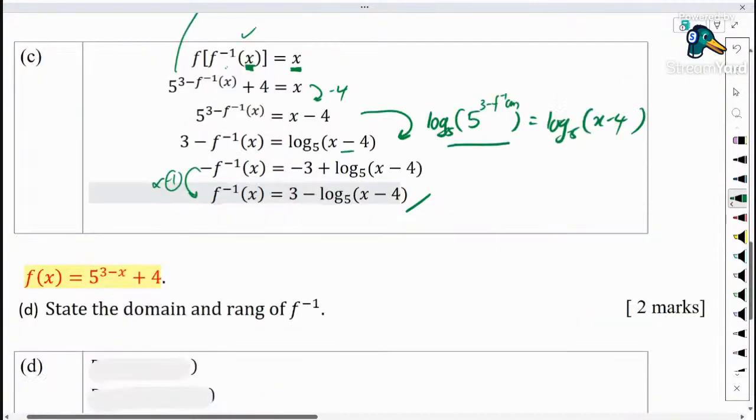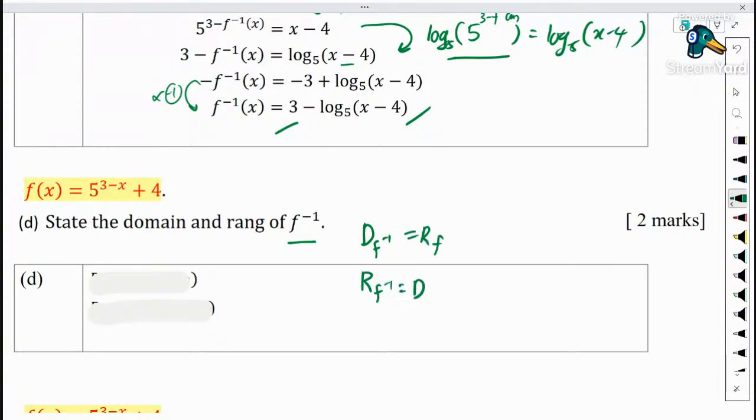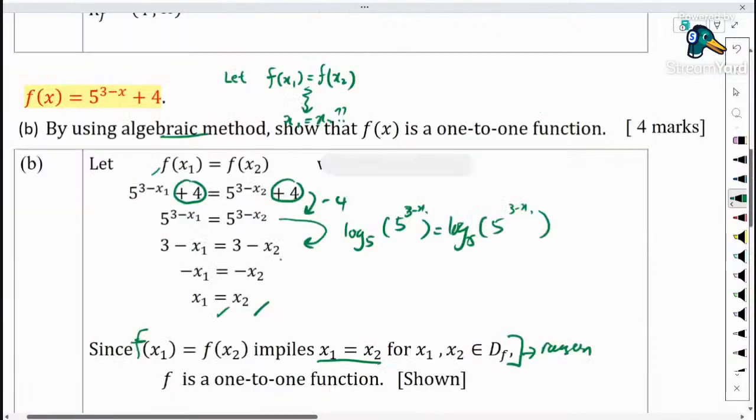Then I want to state the domain and range for the inverse. Whenever dealing with the inverse, instead of trying to look directly at the inverse to get the answer, you can always make use of the properties. The domain of the inverse is always the same as the range of f. The range of the inverse is always the same as the domain of f, and therefore this is the answer that we have. This is actually equal to the range of f equals the domain of f. Have a quick check on part A.